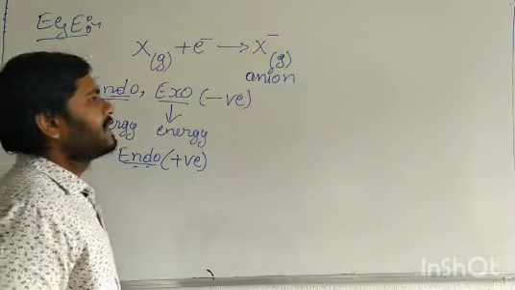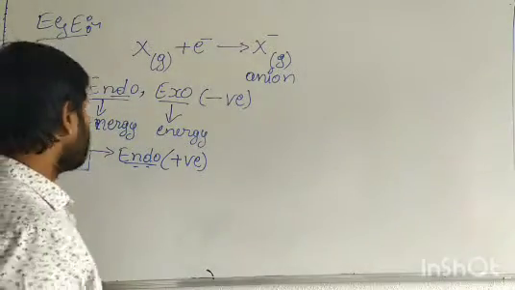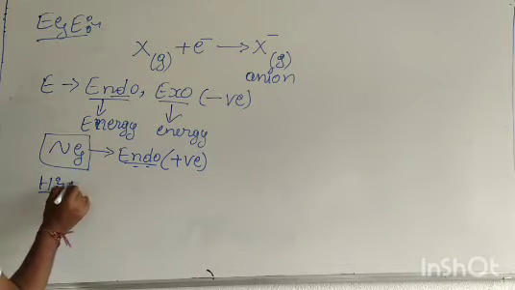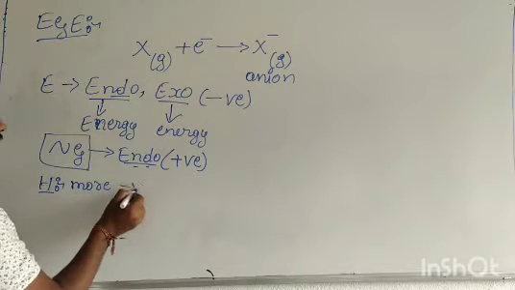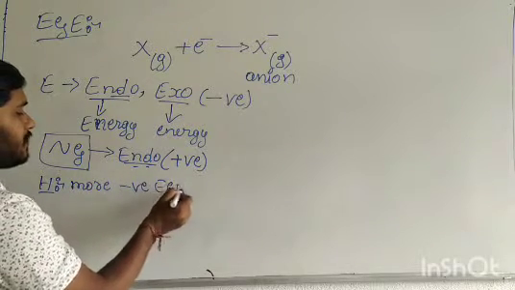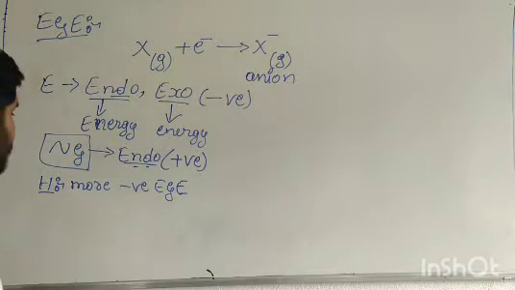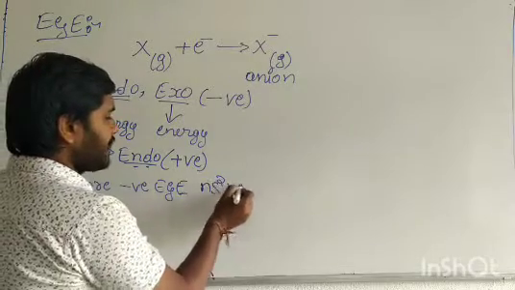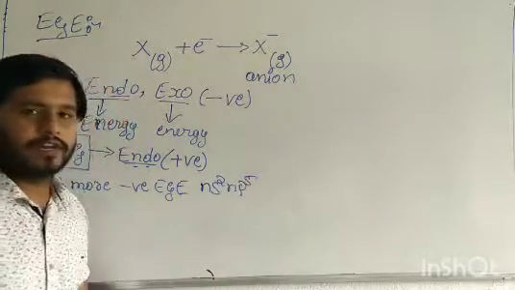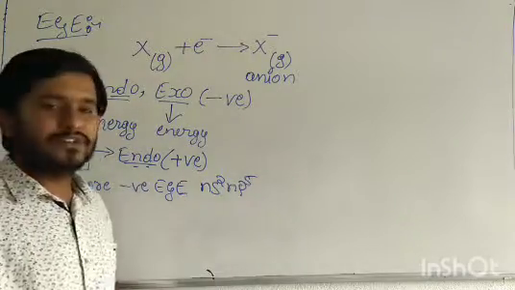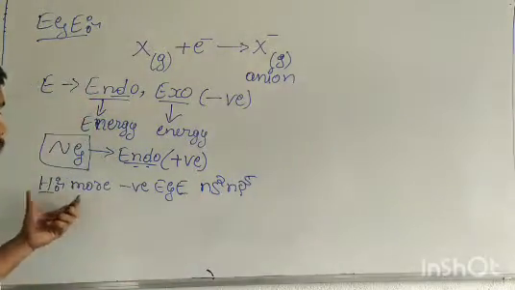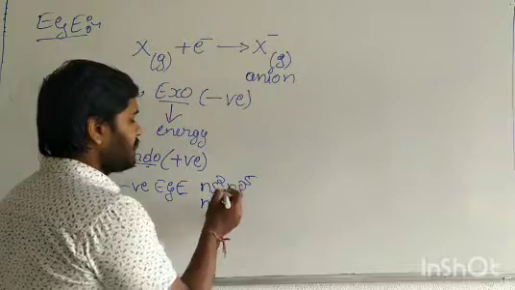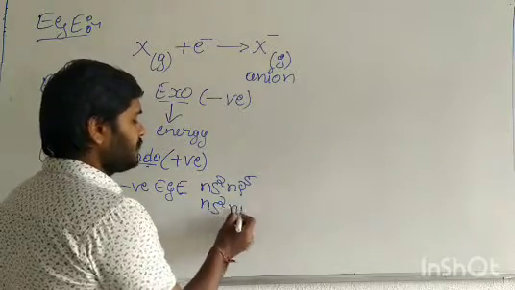Okay, here in your periodic table, the halogen series will have a more negative electron gain enthalpy, because the halogen series has an outer electronic configuration of ns2 np5, right? If we add an extra electron to the halogen series, the electronic configuration changes from ns2 np5 to ns2 np6.